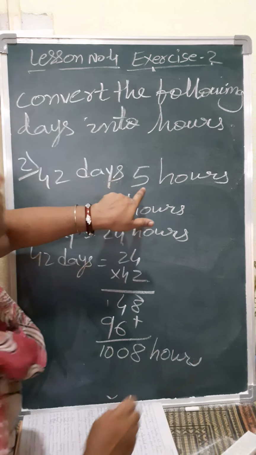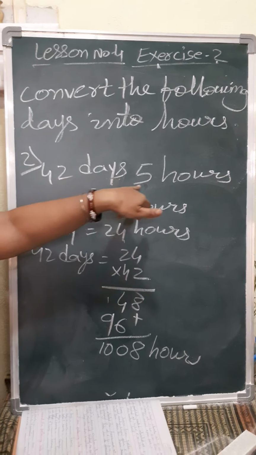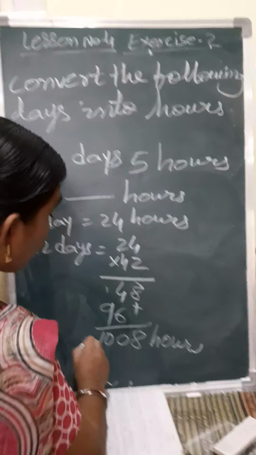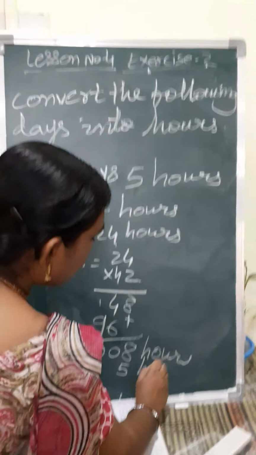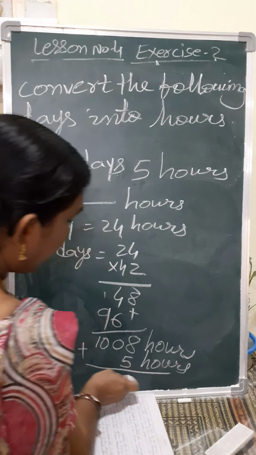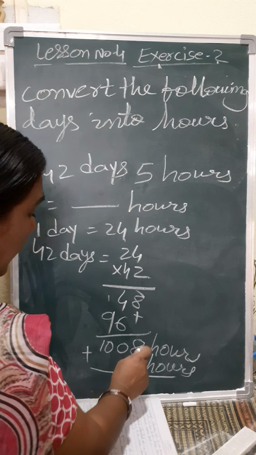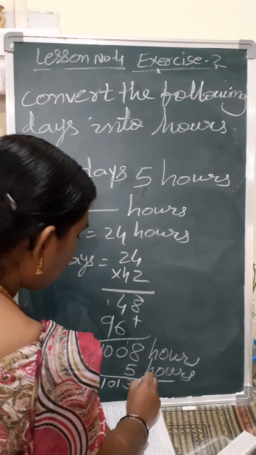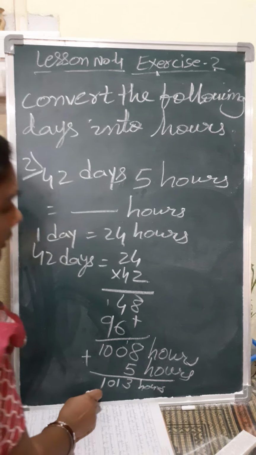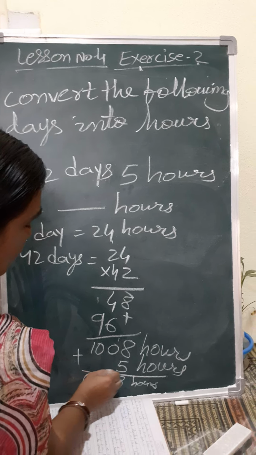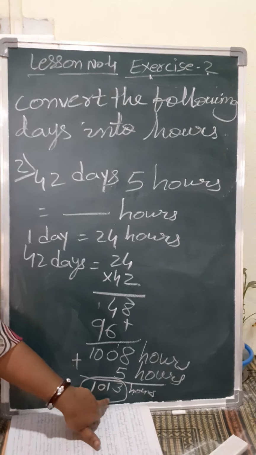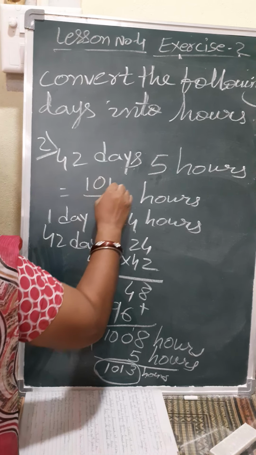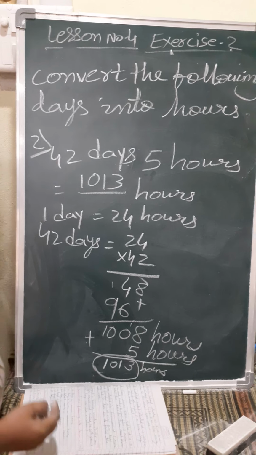Again, what to do? These 5 hours we have to add, because two numbers are given. We have converted days into hours, and these 5 hours remain. So this also we have to add to these hours. Now understood? After adding the total, you cannot write only this answer. 8 plus 5 is 13, then 1, 0, 1. So the total answer is 1013 hours. So 42 days 5 hours equal 1013 hours. Now I hope you understood this.